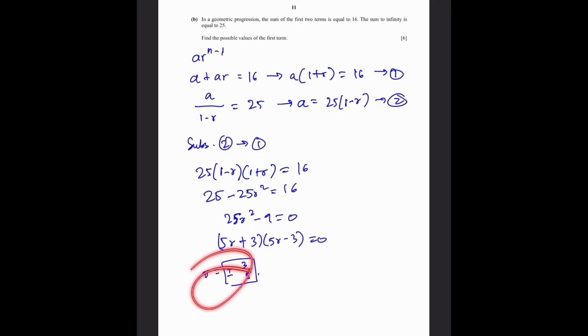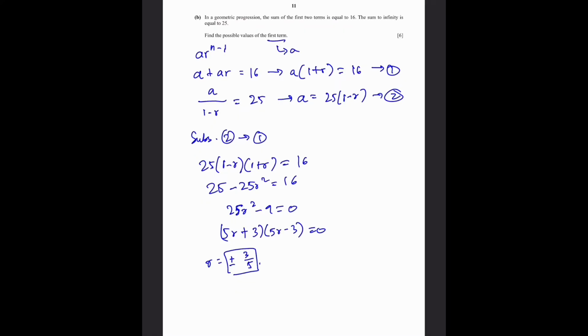But we don't want the value of r. The question asks for the possible values of the first term, which is, as we know, a. Since we have r, we can just substitute these two values into any one of these equations. I'm going to substitute it into this one, the second one. And we can just get the value of a, derive it from these equations.